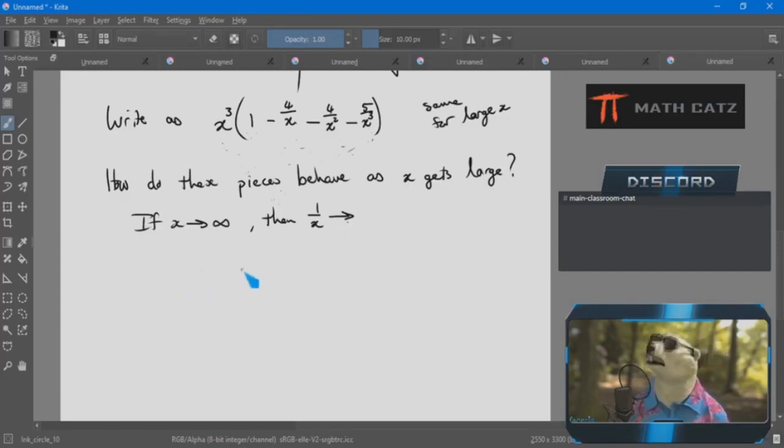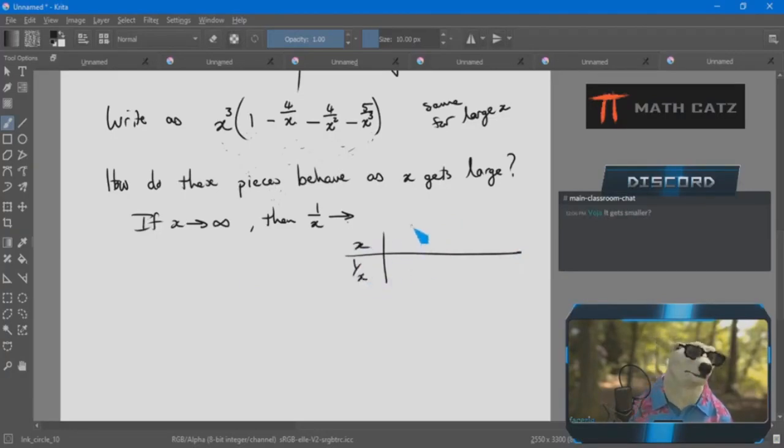I can make a little table, perhaps. Let's make a little table of values x versus 1 over x. Now x is getting bigger, right? Let's go 1, 10, 100, 1,000, and so on. What happens to 1 over x? Well, x is 1, 1 over x is 1. When x is 10, 1 over x is 0.1. When x is 100, 1 over x is 0.01. 0.001. Which direction is this going? It's going to 0.